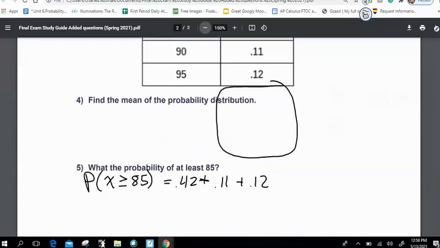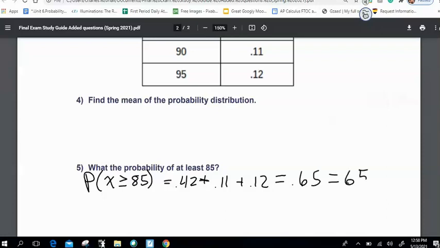And put that back again for number 5. We go ahead and add those up, and we get 0.65, or we can say 65%. So that's the probability of it being greater than or equal to 85. So at least 85, so 85 or more. There you go.